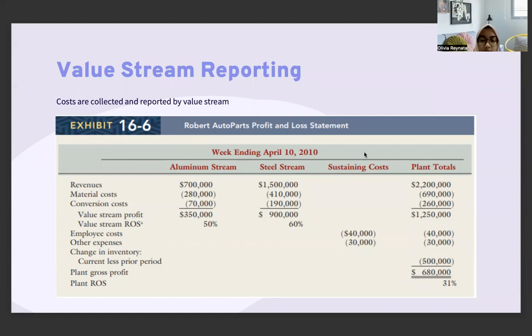Costs outside the value streams, sustaining costs, are reported in a separate column. The revenues and costs reported are the actual revenues and costs for the week. To avoid distorting the current week's performance, inventory reductions are reported separately from the value stream contributions. Adding the inventory change also allows the income to be stated correctly for external reporting.